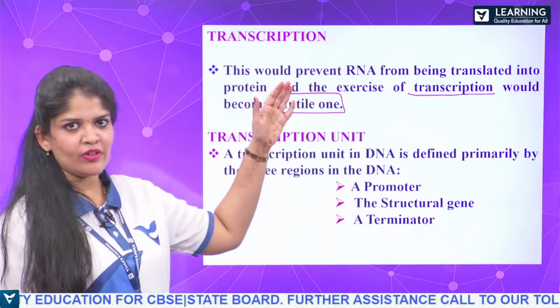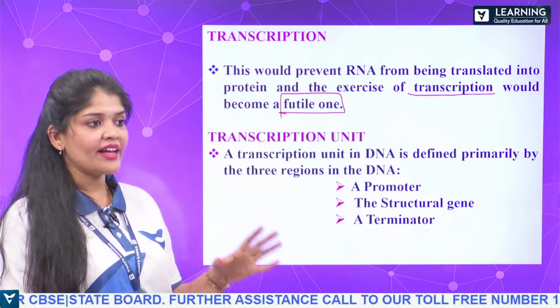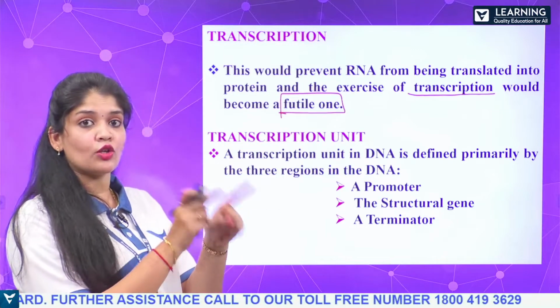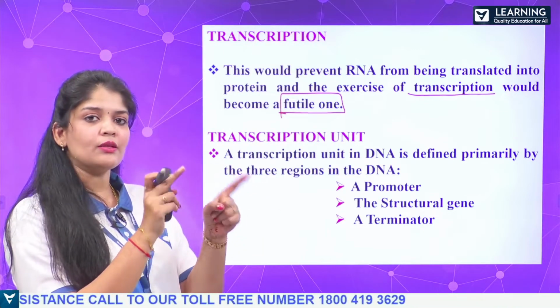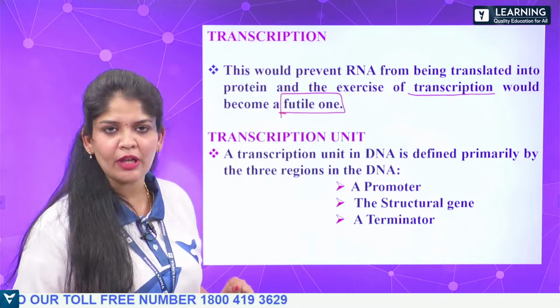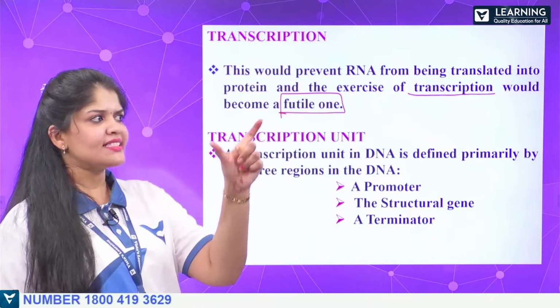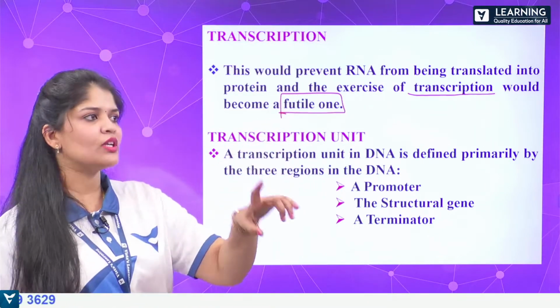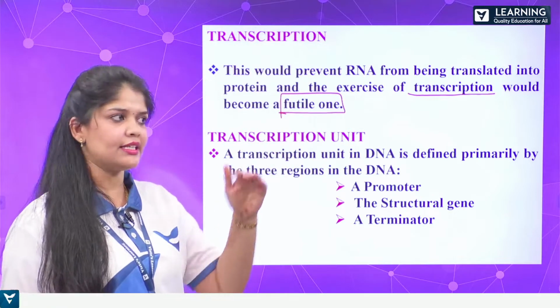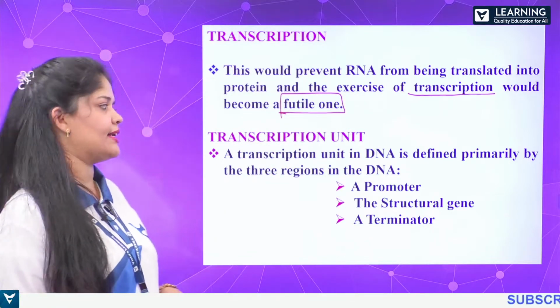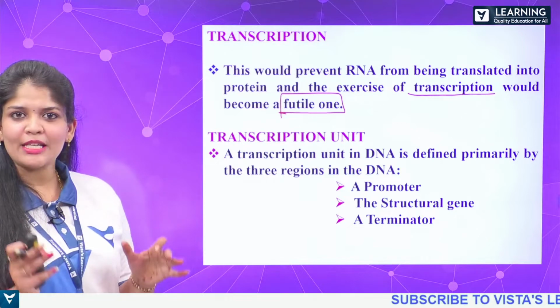So with this we have understood why both the strands of the DNA are not acting as a template and why both the strands are not transcribed into mRNA. Instead, only a segment of DNA, and in that also only one strand, is going to transcribe into mRNA. Now, moving on to the transcription unit.